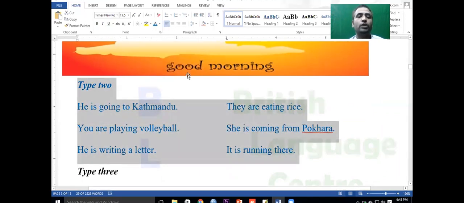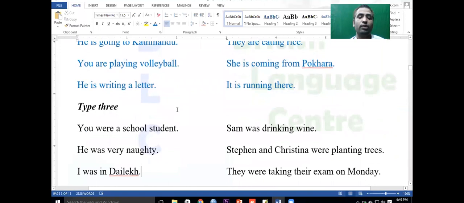Type two: he is going to Kathmandu. It's a place, okay? You are playing volleyball. He is writing a letter. They are eating rice. She is coming from Pokhara. It is running there. These sentences are categorized into type two. You need not categorize if you don't like, but to make you clear, I have done this job. Regarding this category, I'll mention why I categorized them. Now let's move to type three.